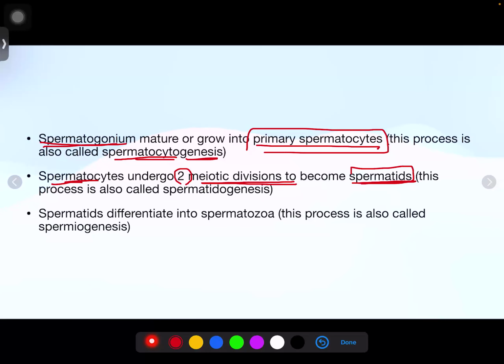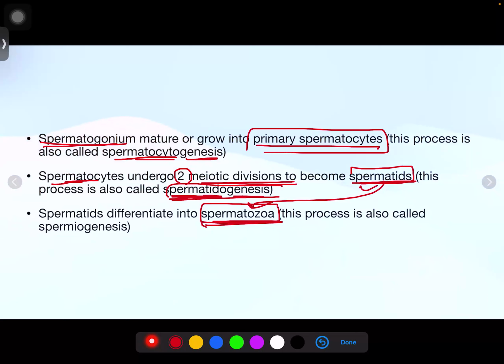Okay. So this whole process is called spermatidogenesis. Okay, from the name itself you will understand: spermatidogenesis is the formation of spermatids. And then these spermatids differentiate into spermatozoa, the final mature cell. This is called spermiogenesis. So these three processes are different: spermatocytogenesis, then spermatidogenesis, then spermiogenesis. Okay. Remember spermio as sperm-genesis, and sperms are spermatozoa.